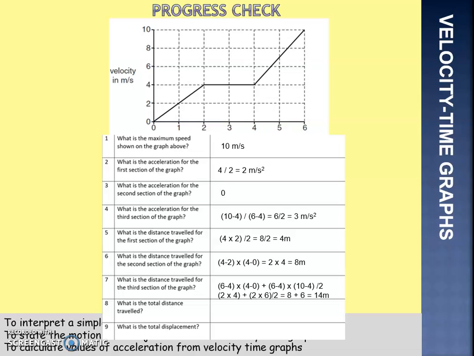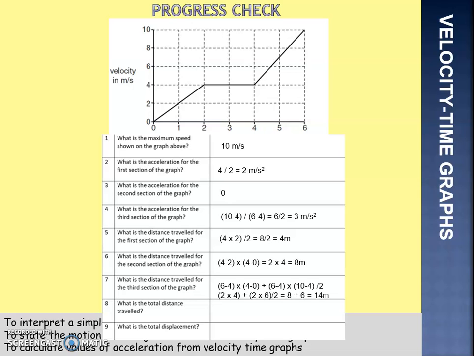So, our square reads 6 minus 4 gives us 2 seconds, and 4 minus 0 gives us 4 meters per second. We'd add that to the area of the triangle, which is 6 minus 4, that's the time, times 10, which is the velocity, minus 4, that's the height of the graph, divided by 2. So 2 times 4 plus 2 times 6 divided by 2. That's 8 plus 6, giving us 14 meters in total.